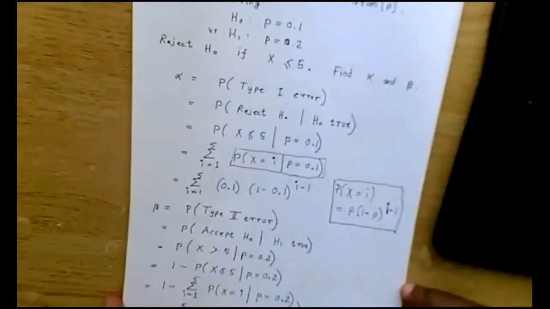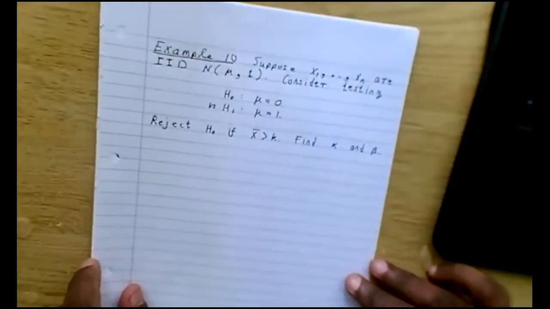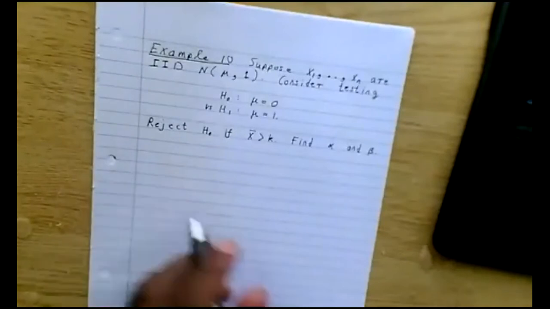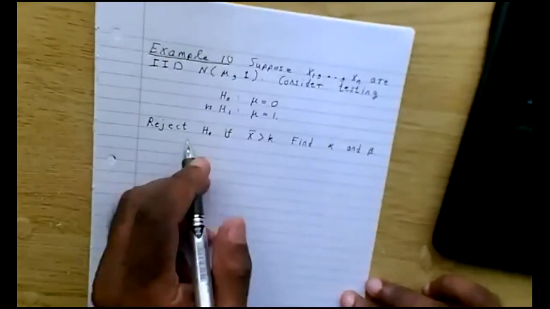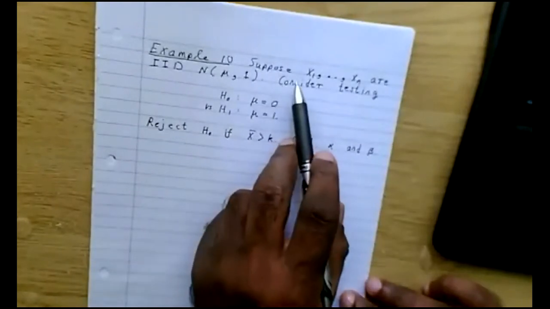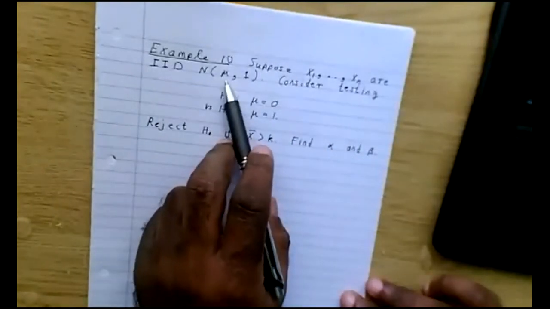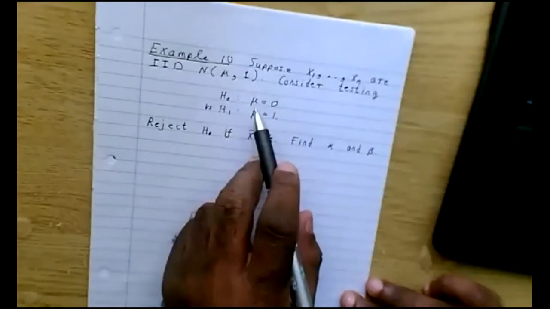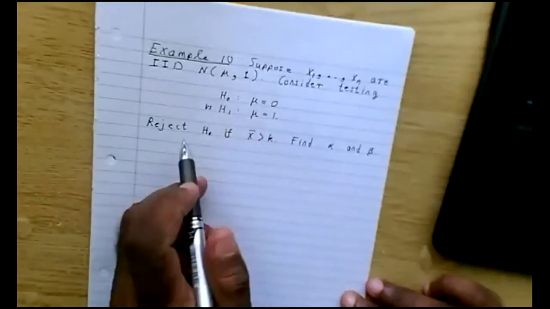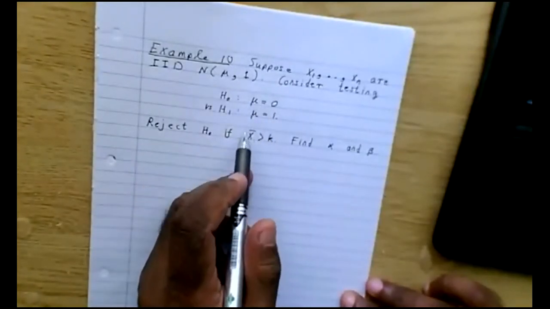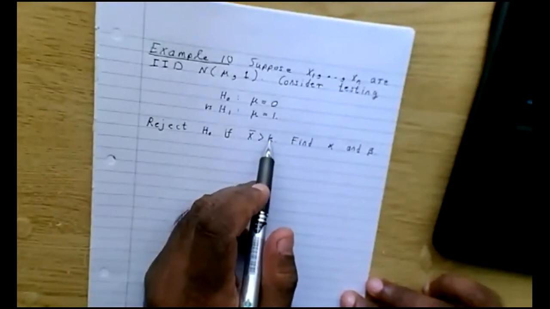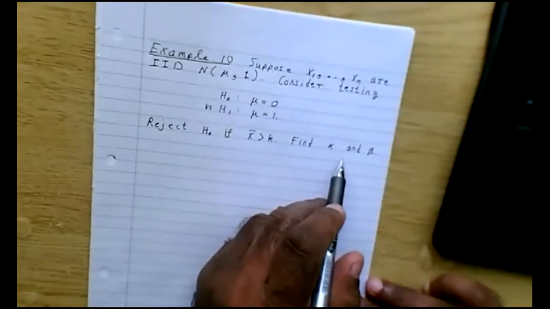Okay. All right, so what I'm going to do in the remaining part of this review session is do some more examples. So I will start with example 10. I hope you can see this. If you cannot see this, let me know. This is example 10, which says that you have a random sample from a normal with these parameters. Consider testing this versus this. Reject H0 if X bar is greater than a constant K, and find alpha and beta.